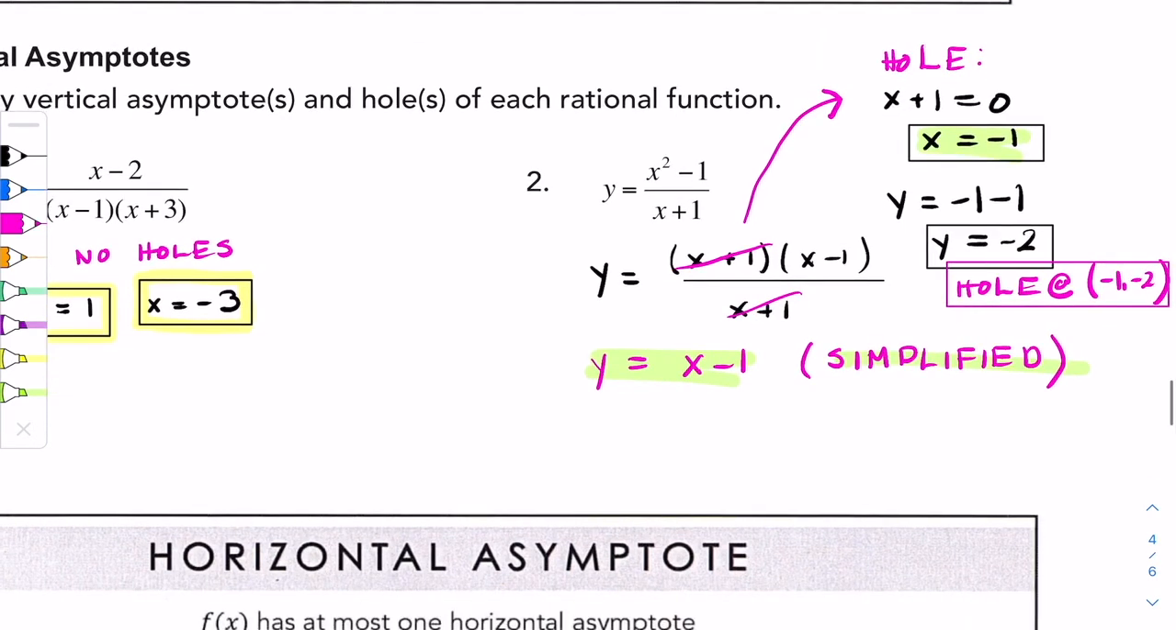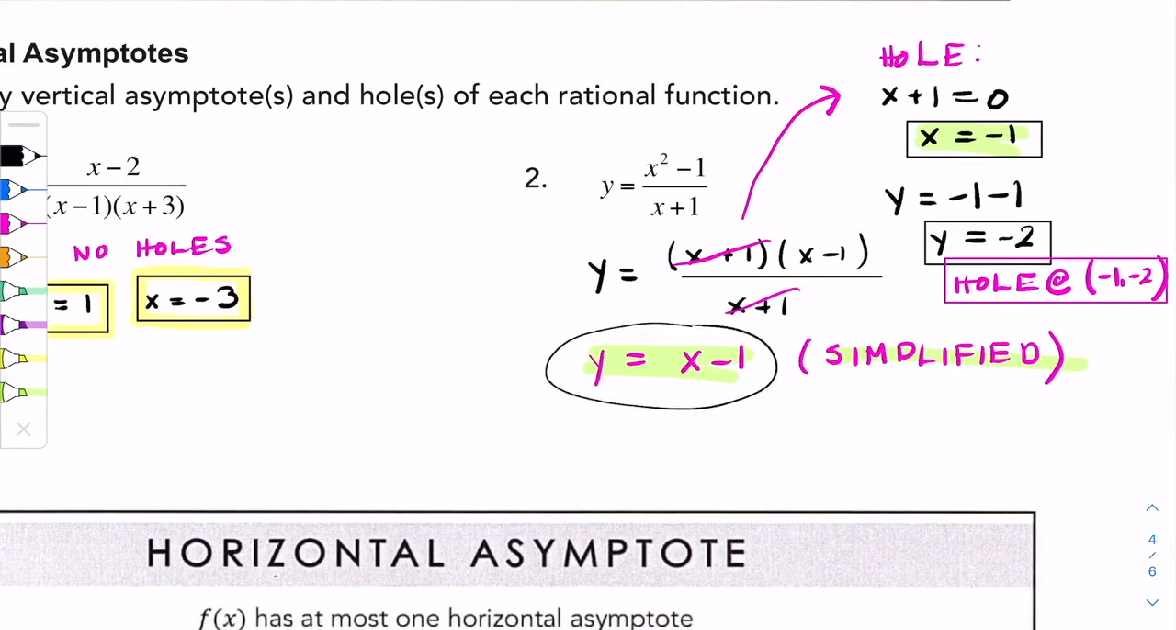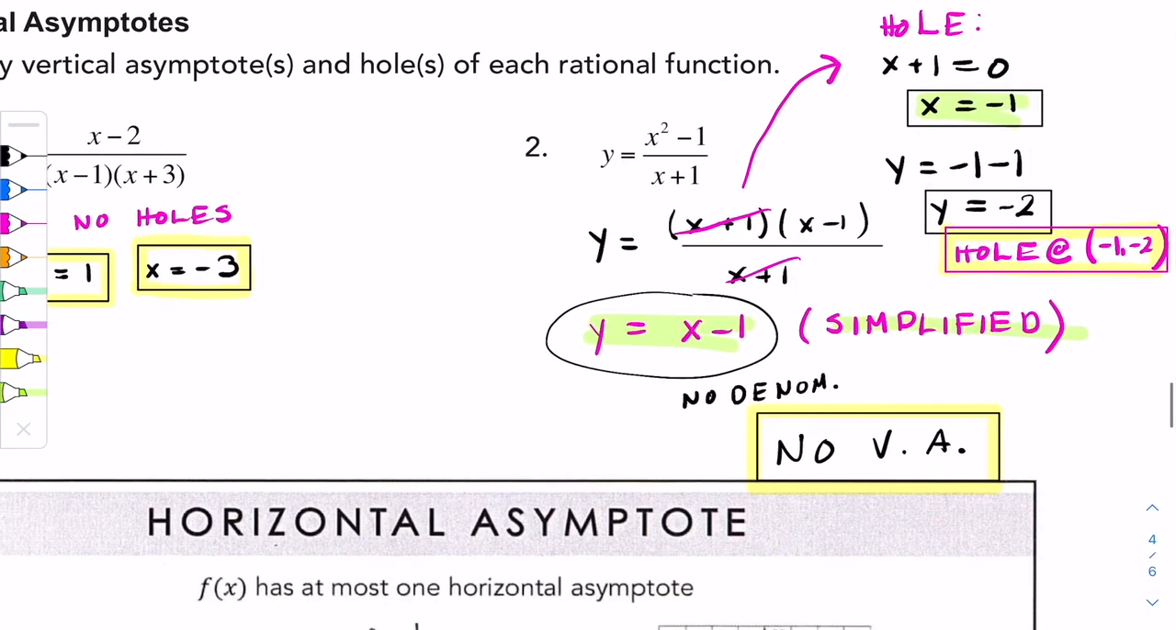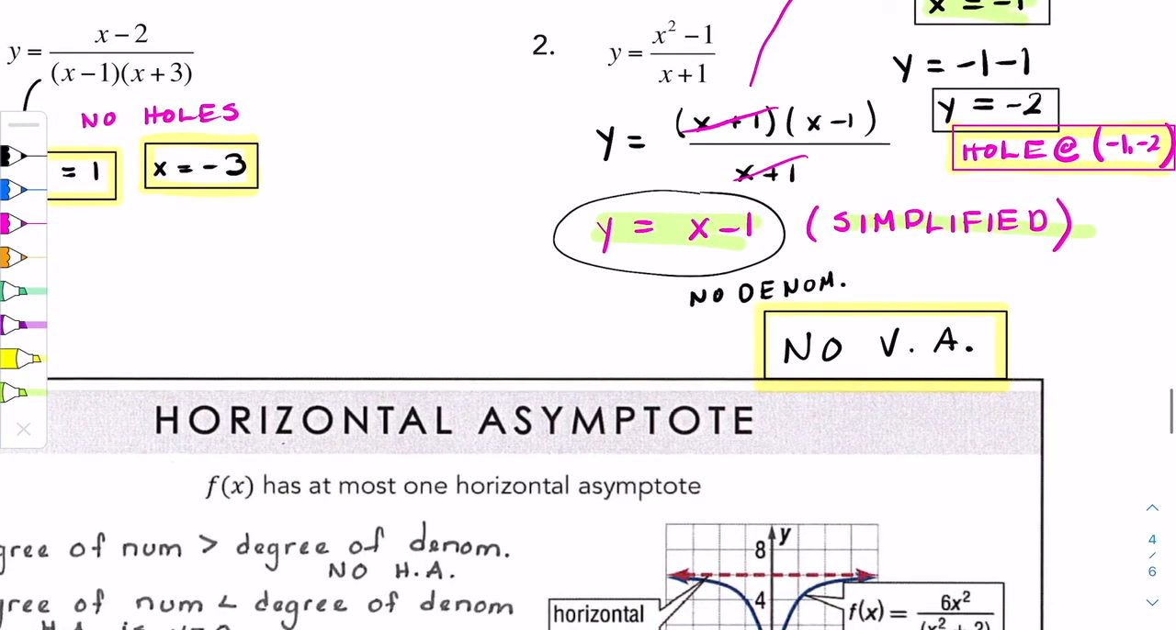Because we don't have any common factors, because we don't have any denominator left after we simplify, there's no denominator to set equal to 0. Therefore, we would say that there are no vertical asymptotes. So in this question, you're asked to find the vertical asymptotes and the holes. We have a hole. We do not have a vertical asymptote, and that is exactly what you would indicate. No vertical asymptote. And that's because there is no denominator after you simplify from the hole.